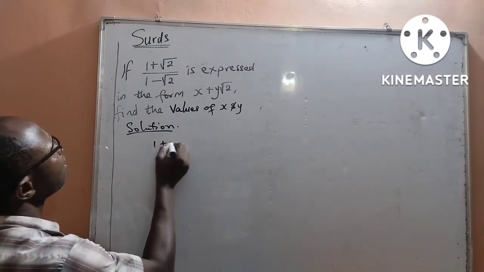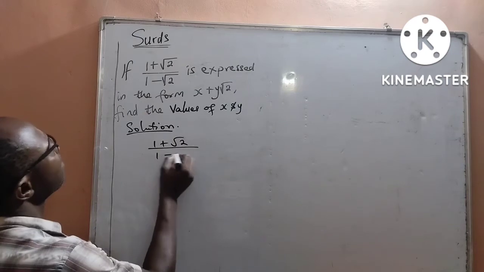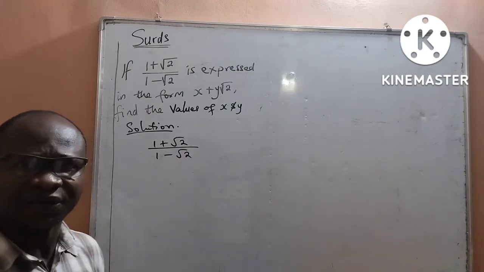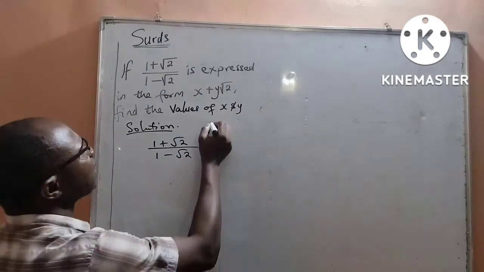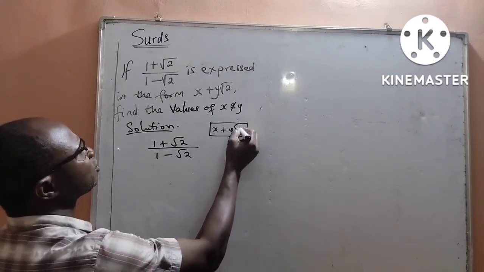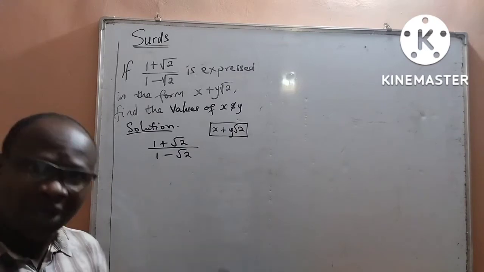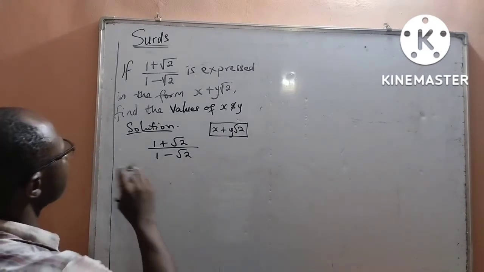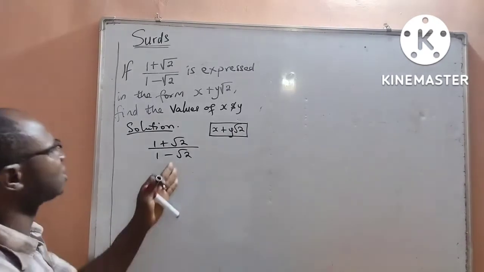Therefore, I have 1 plus root 2 all over 1 minus root 2. That is what I am given. But I want to solve it such that my answer looks like this: x plus y root 2. That is how my answer should be. Beautiful. Let's dive in. First and foremost, I will rationalize the Surd.